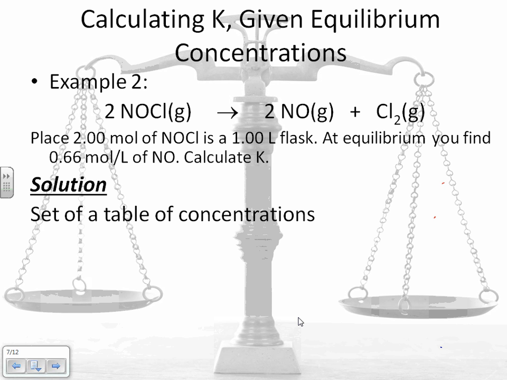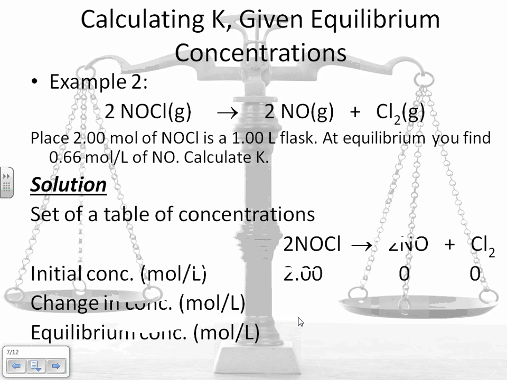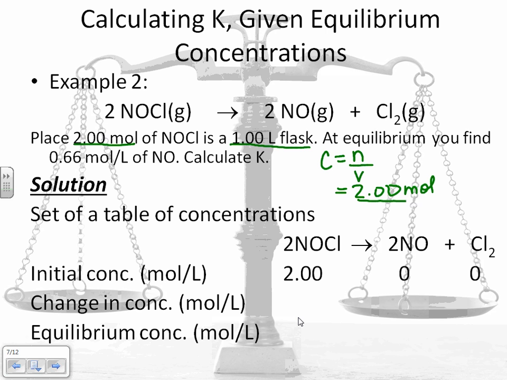Remember I told you in the last notes that a table of concentrations, or an ICE chart, is your new best friend? Here it is. So I've got my initial concentrations, my change, and my concentrations at equilibrium for each one of my reactants and products. Remember, I said up in the question, place 2 moles of that in a 1 liter flask. So if we go back to what you know from grade 11, concentration is moles divided by volume. So I have 2.00 moles in a 1 liter flask. So that's how I got 2 divided by 1 is 2, 2 moles per liter there.